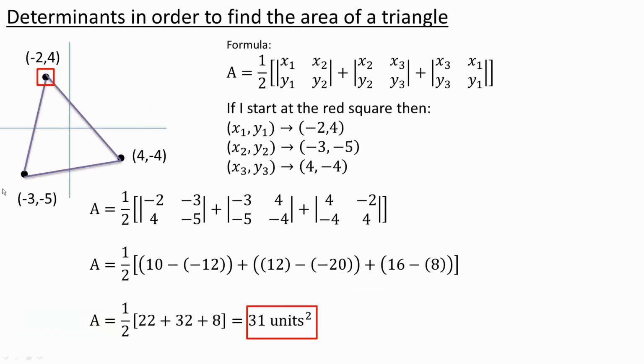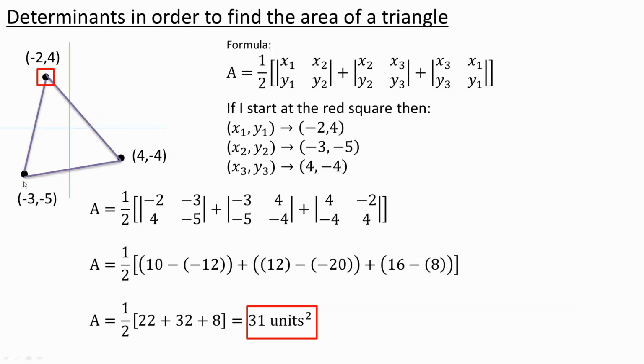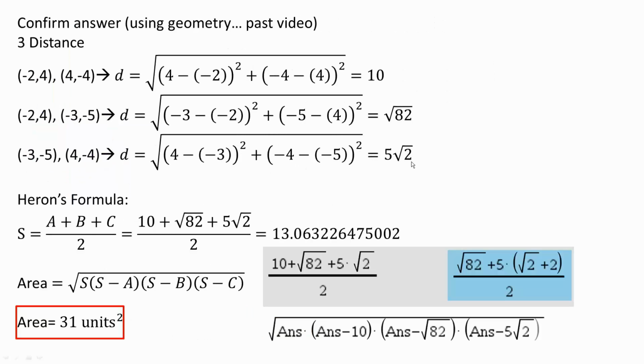Next, we need this distance, just to prove it, (-2, 4) to (-3, -5). And I get the square root of 82. Finally, the distance between (-3, -5) and (4, -4), which will be 5 square root of 2. Again, I'm just confirming this answer using geometry, and I made a past video going over Heron's formula. So I first get S, which is our semi-perimeter, which is this value. Then I plug into Heron's formula, and I get 31 units squared.